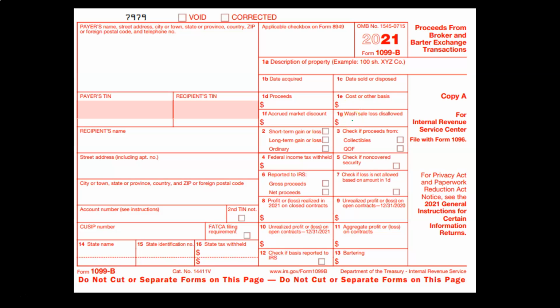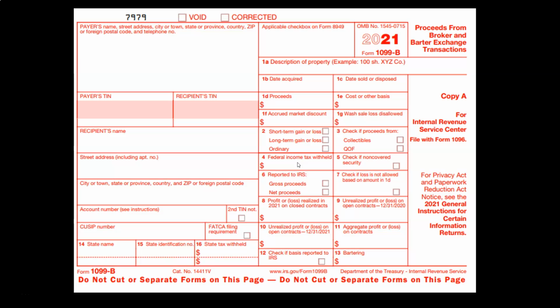And then wash sale loss disallowance. That's usually not going to be applicable. Short-term gain or loss, long-term gain or loss. So we have the actual indication here as to whether it's short-term or long-term. Check if proceeds from collectibles, federal income tax withheld. Not always the case that you're going to have withholdings, but you might have withholdings with these items as well.